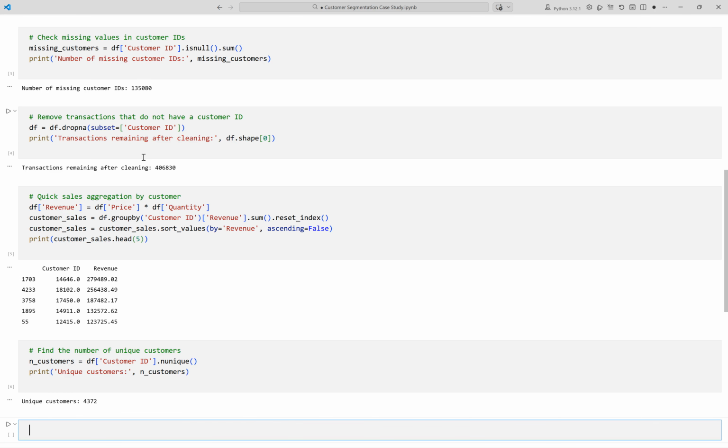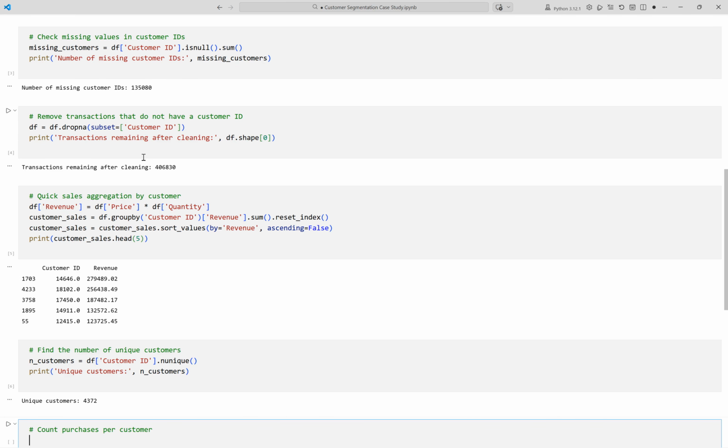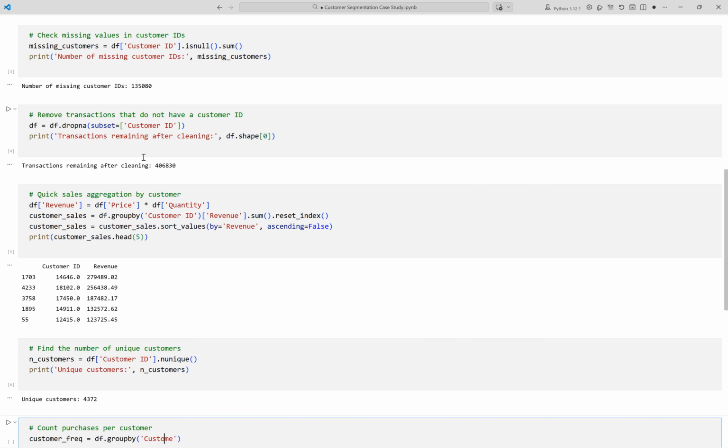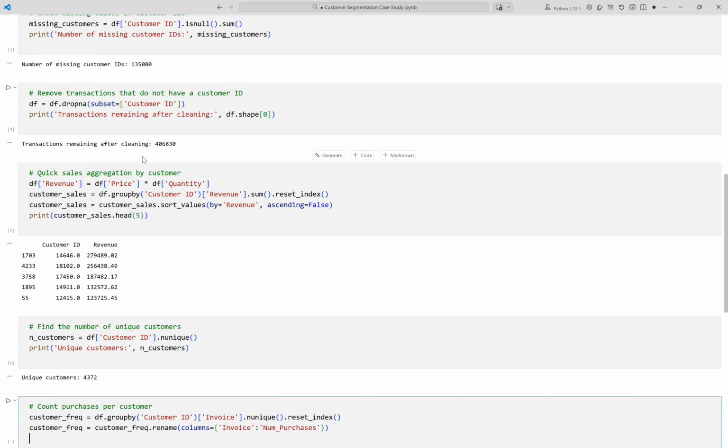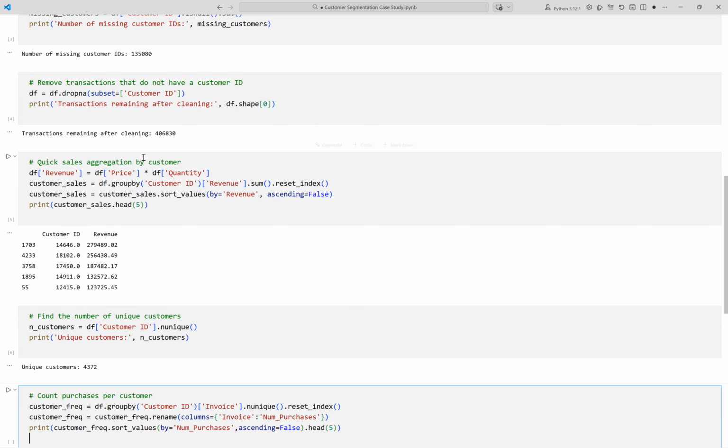Some retailers want to know who their most frequent shoppers are, not just the highest spenders. We group by customer ID and count how many unique invoices, orders, each customer made. We rename the column to num_purchases for clarity. We display the top 5 customers with the most purchases.